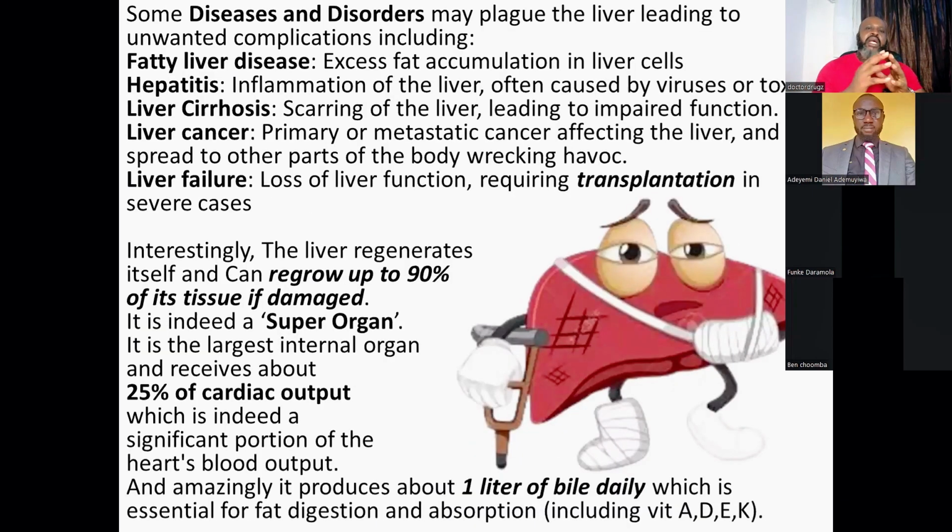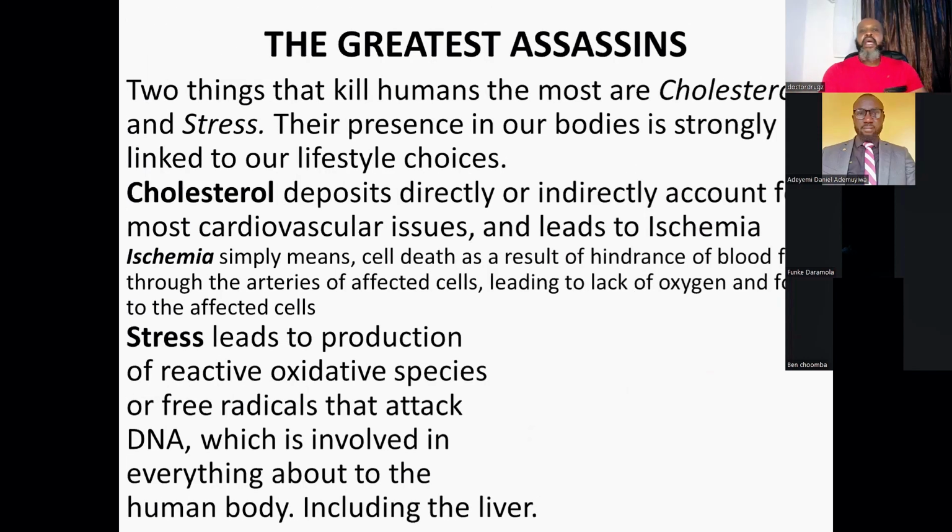Now, some diseases and disorders may plague the liver, leading to unwanted complications, which include what we're talking about today: fatty liver disease, hepatitis, which we're going to talk about shortly in about 2 days' time, then liver cirrhosis, liver cancer, liver failure. But interestingly, the liver is so powerful that it can regrow up to about 90% of its tissue if damaged. It's indeed a super organ. And amazingly, as I mentioned, it produces about 1 liter of bile a day, which is essential for fat digestion and absorption, including the aforementioned vitamins A, D, E, and K.